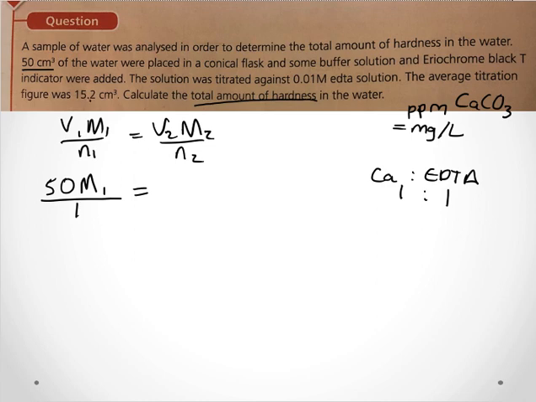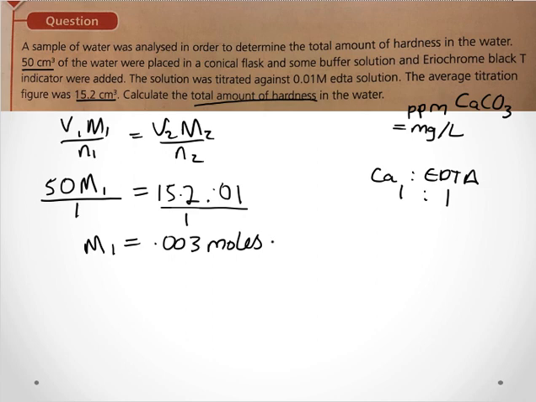So the volume of the EDTA that we added was 15.2 centimetres cubed, that was our average titre. The molarity here was a 0.01 molar EDTA solution, and as I said, the reaction ratio is 1:1. So when we solve all of that for our M1, we will find that the molarity of your water is 0.003 moles per litre.